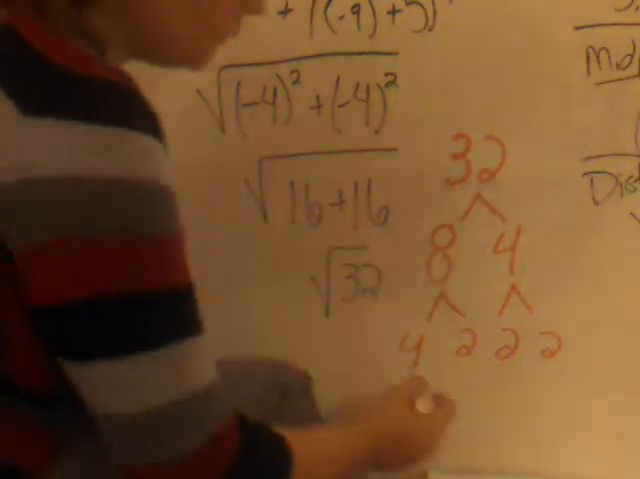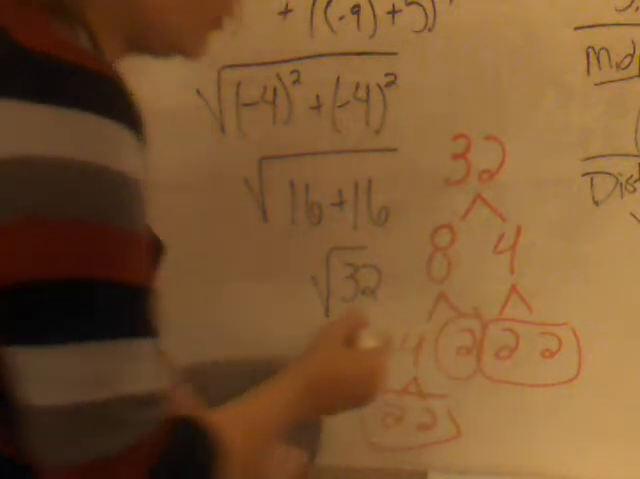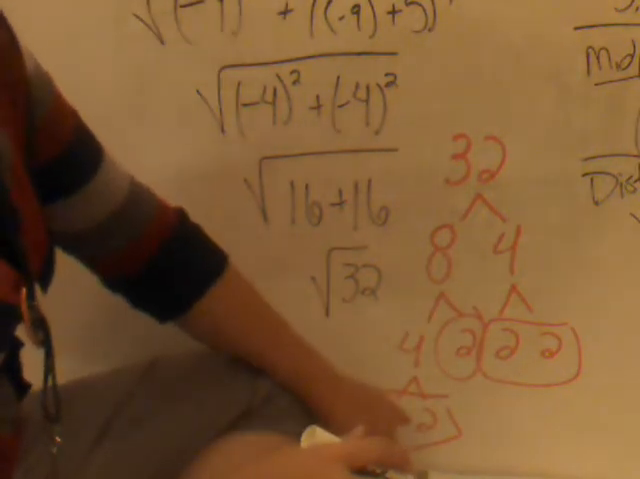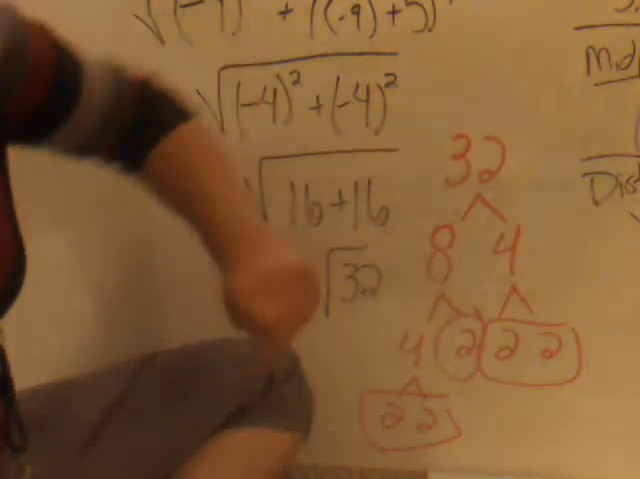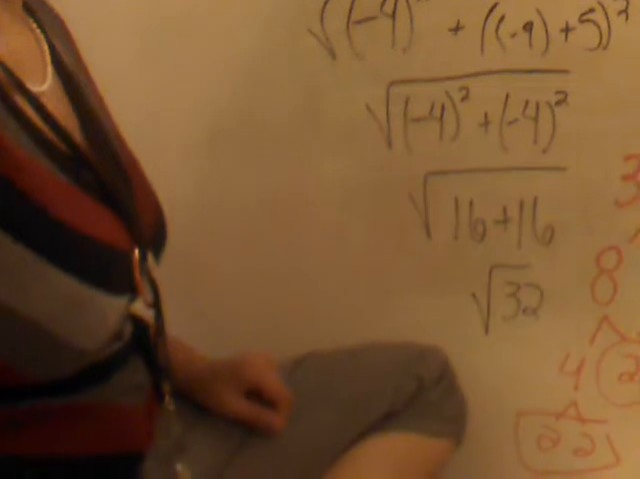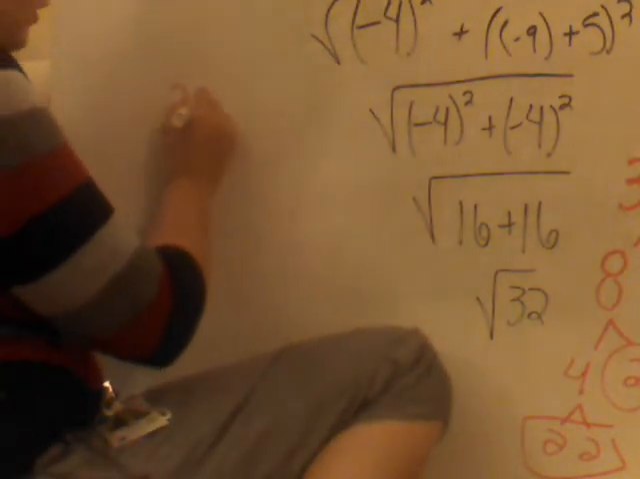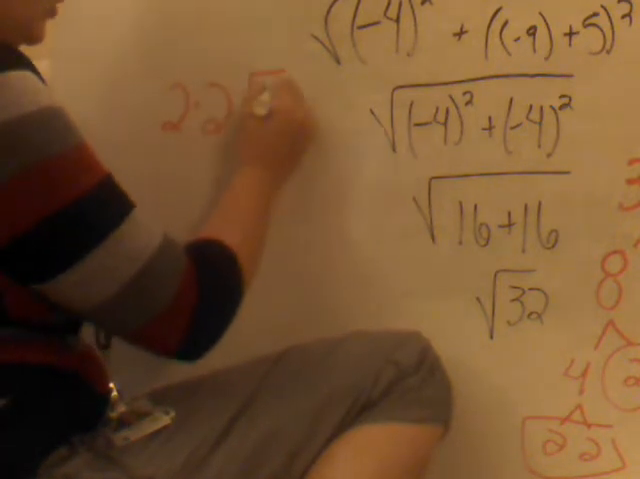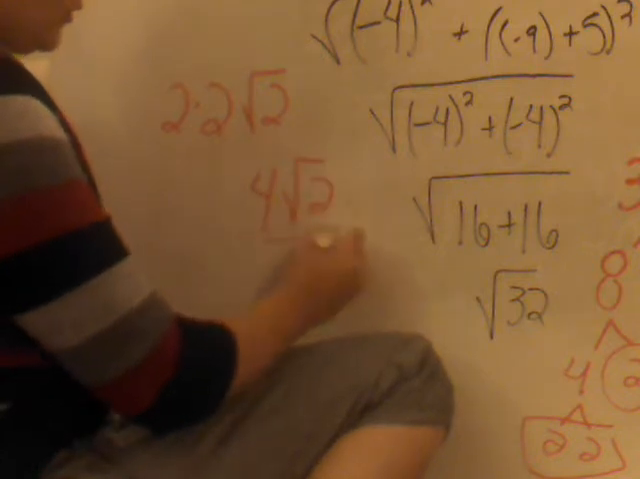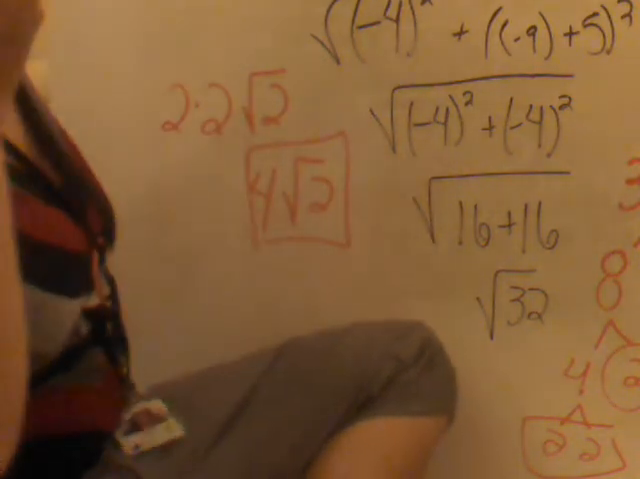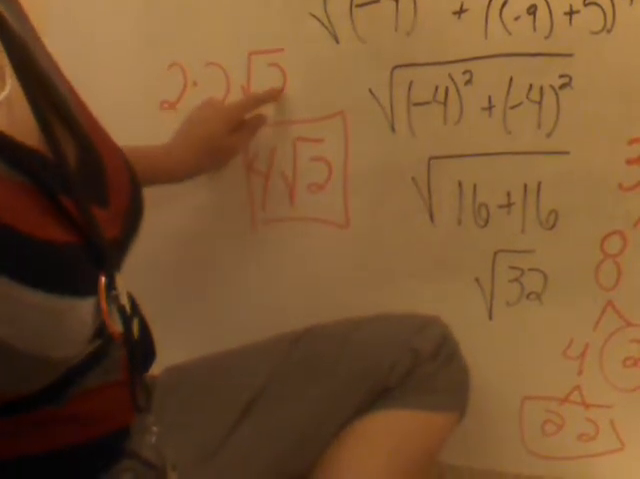Alright, so here's a set, and here's a set, and here's a lonesome. So I can take out one 2 here, because I have a pair. I can take out one of these pairs. So I'm going to have 2 times 2 square root of 2. My answer is 4 square root of 2. That is my answer. That is the distance.